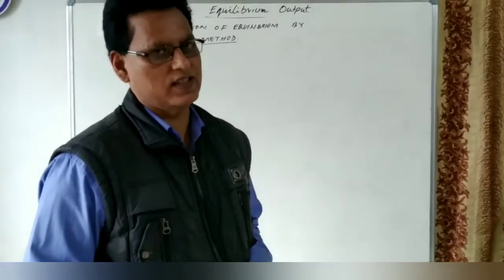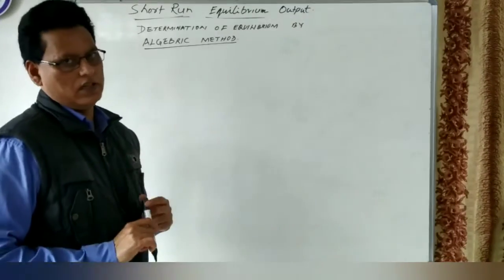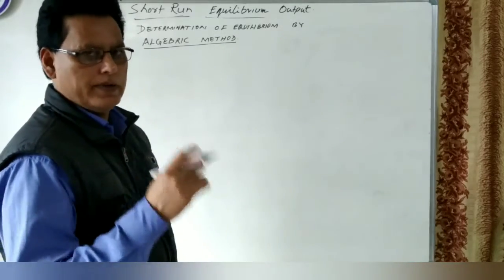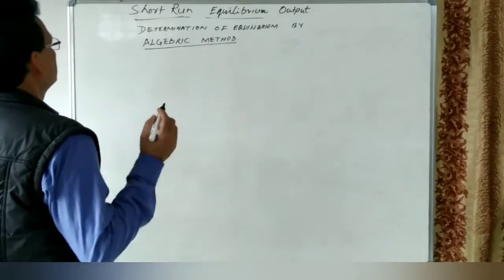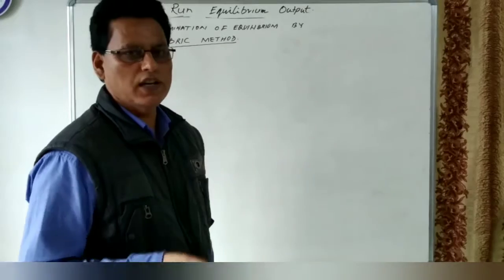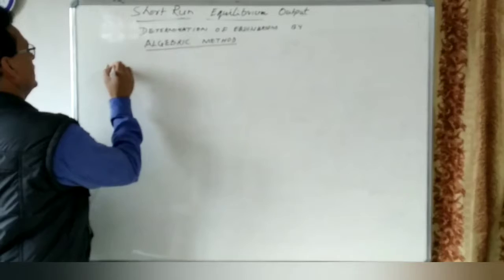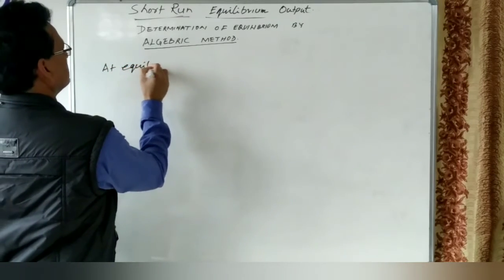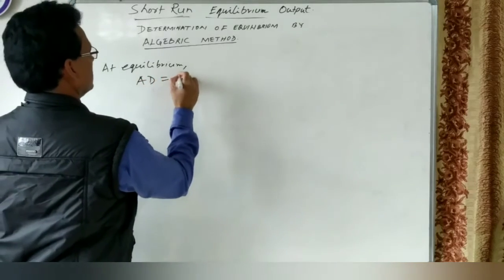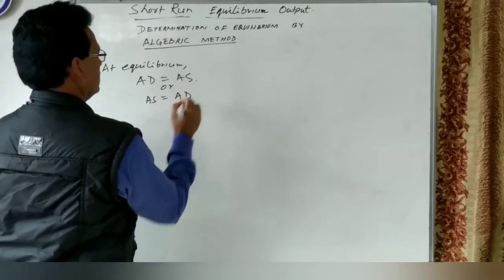Okay, today we'll discuss short-run equilibrium output, or determination of equilibrium by the algebraic method. Let us see how we can arrive at the equilibrium level of income or output by the algebraic method. We know that the economy can attain equilibrium at a point where aggregate demand is equal to aggregate supply. At equilibrium, aggregate demand is equal to aggregate supply.